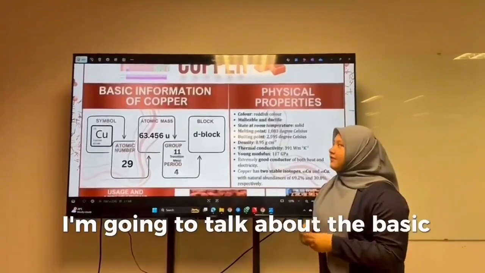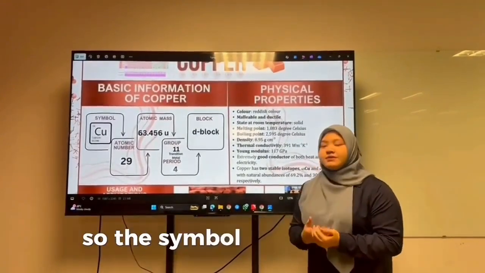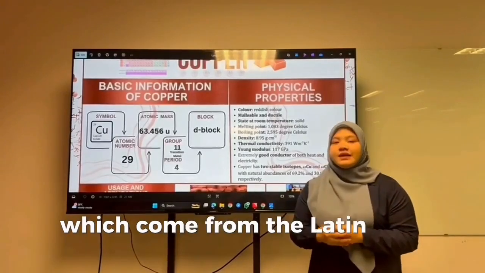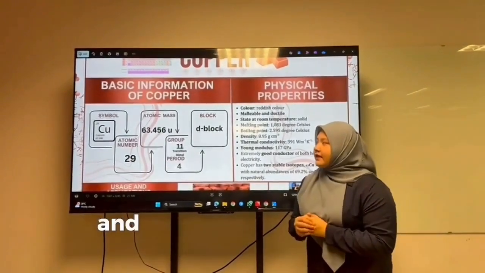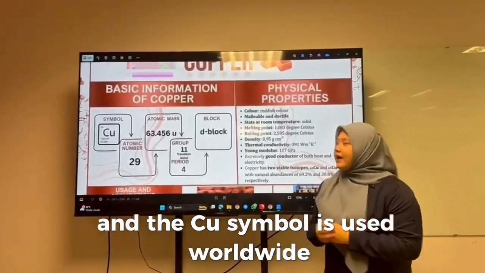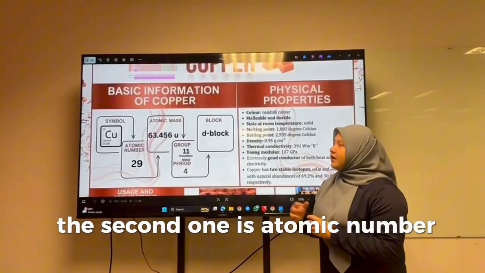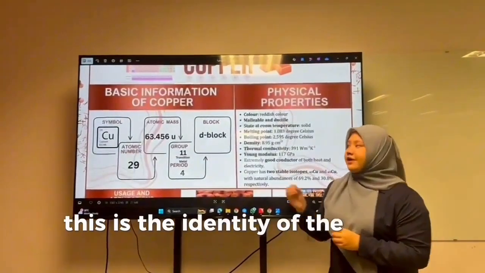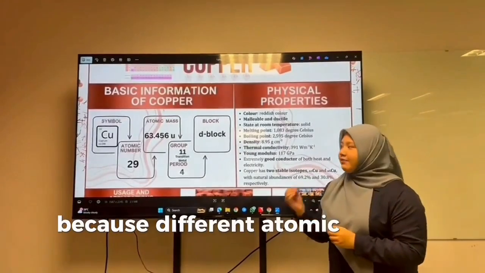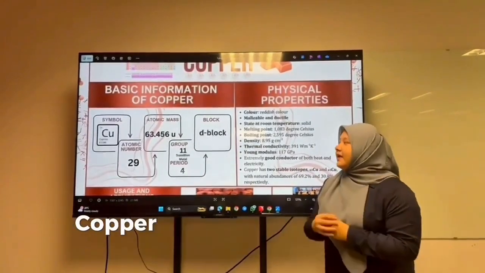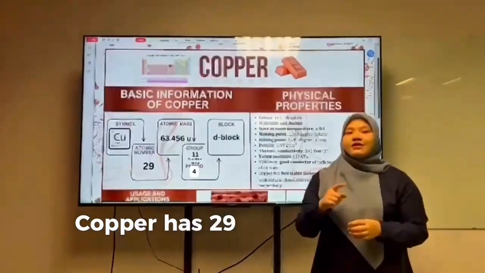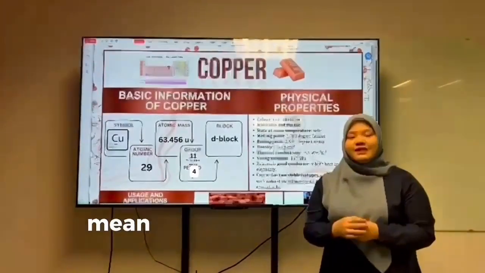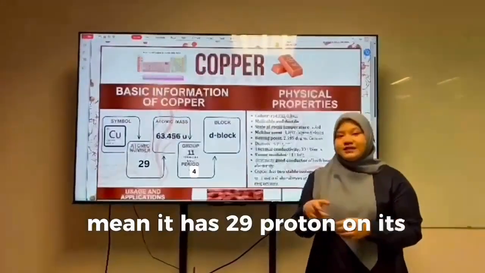I'm going to talk about the basic information of copper. The symbol of copper is Cu, which comes from the Latin word cuprum. The Cu symbol is used worldwide. The second one is atomic number. Copper has atomic number 29, which is the identity of copper itself, because a different atomic number shows a different element. Copper has atomic number 29, which means it has 29 protons in its nucleus.